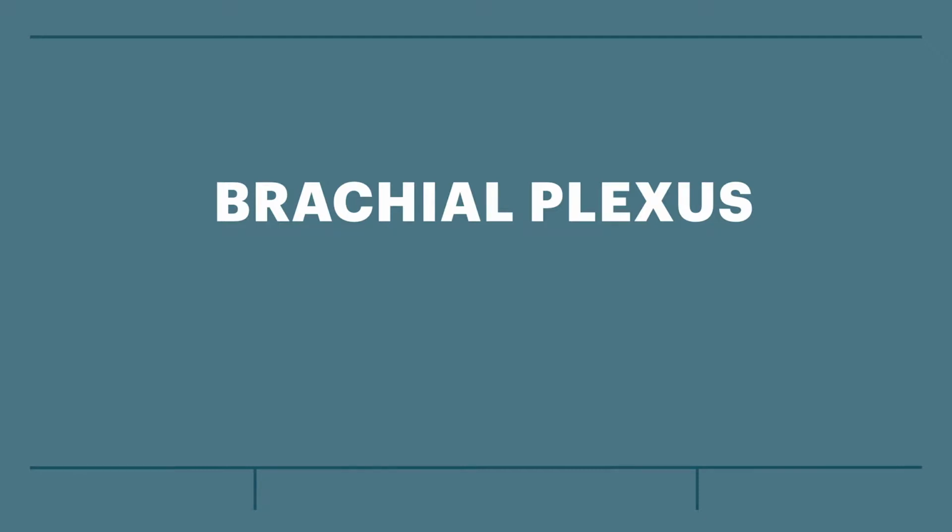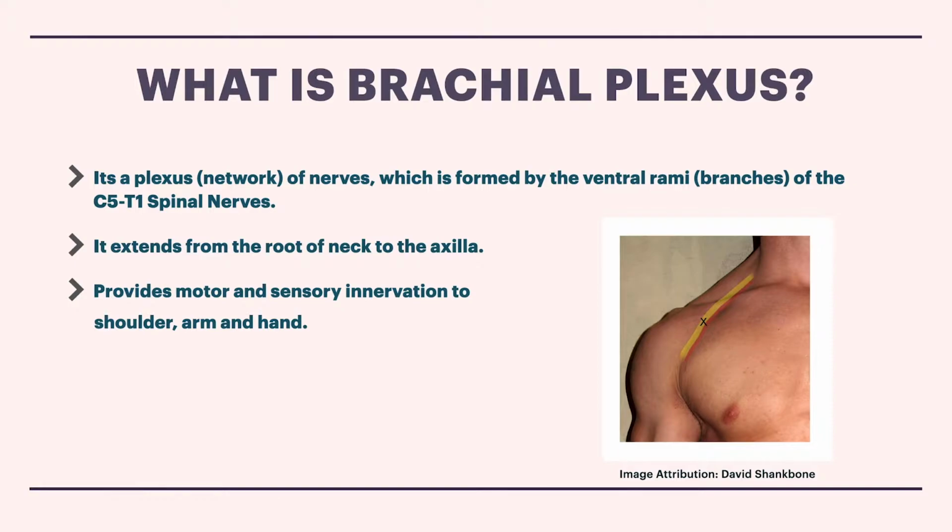I'm Zishan, and in this video we'll be talking about the brachial plexus. So what is the brachial plexus? Plexus means network. So it's a network of nerves which is formed by the ventral rami, which are the branches of the C5 to T1 spinal nerves.